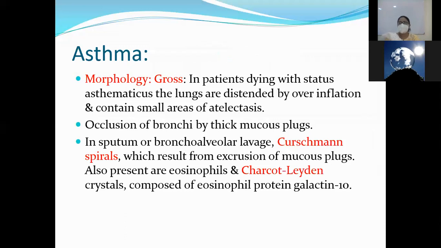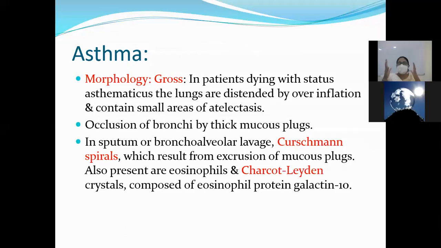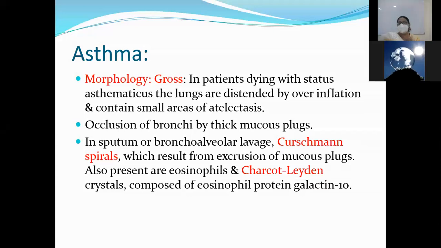Grossly, in a patient dying with status asthmaticus, the lungs are distended. The lungs are distended by overinflation and contain small areas of atelectasis. Occlusion of bronchi by thick mucus plug. Okay, if you look inside the bronchi, if you suction, there is an increased mucus plug. In sputum or bronchoalveolar lavage, there are Curschmann spirals and Charcot-Leyden crystals.